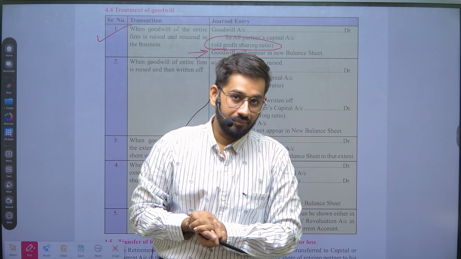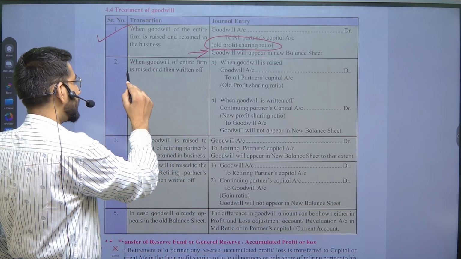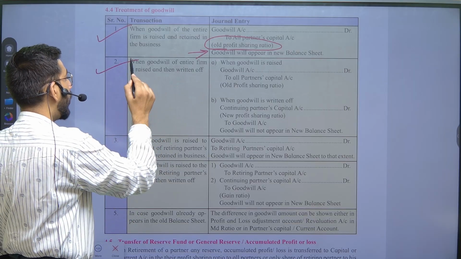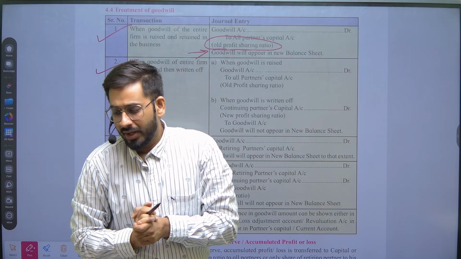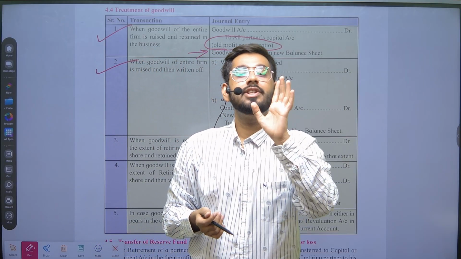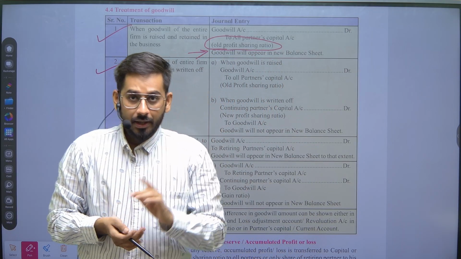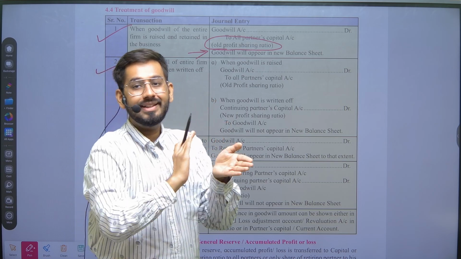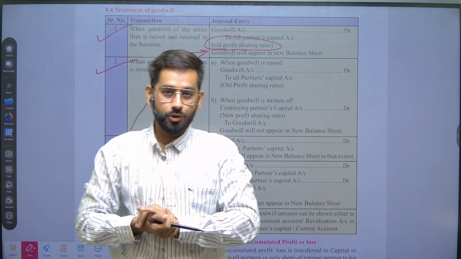So this is the first treatment of goodwill, in which we have learned raised and retained in the business. Moving forward to the next treatment, that is the goodwill of the entire firm is raised and written off. You all know goodwill is an intangible asset. It cannot be seen and it cannot be touched. But in this case, goodwill of the entire firm is raised and then written off. It means the depreciation of goodwill. Write off means just like a depreciation of the goodwill.